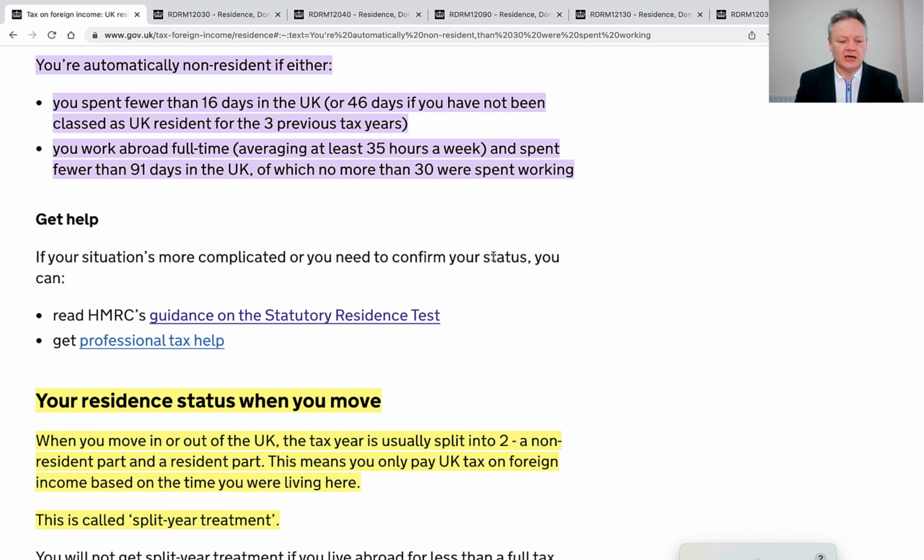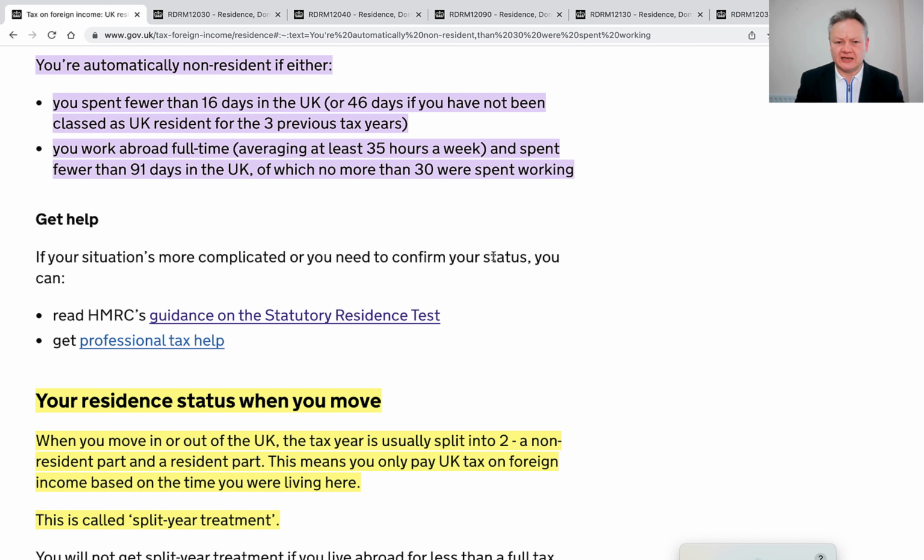Okay. And what this is saying is if you spent less than 16 days in the UK in that tax year, so looking really, you always have to look back and say, well, from the tax year looking backwards, have I spent less than 16 days in the UK? Or, more importantly, 46 days if you've not been tax resident in the UK in the preceding 3 years, then you'll automatically be non-resident. Okay, so that's the first thing.